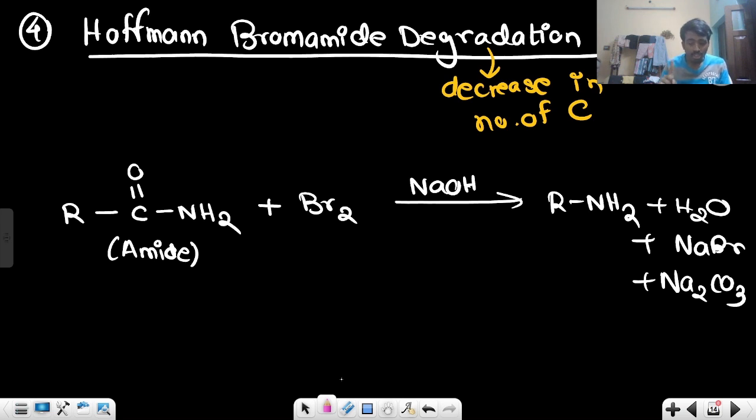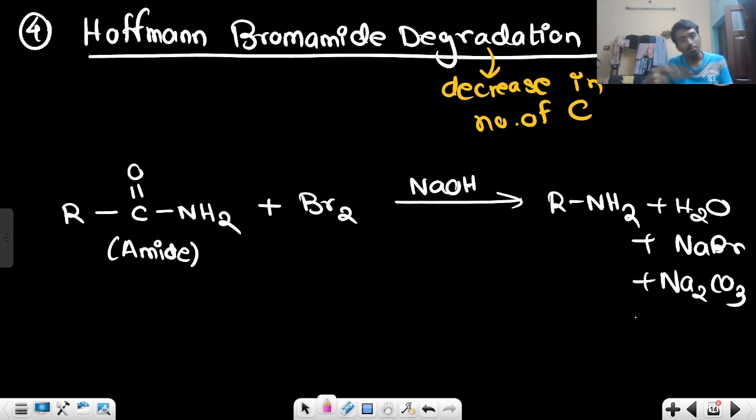So the reagent that you need to remember is bromine, sodium hydroxide. Instead of sodium hydroxide, same family member, you can use potassium hydroxide. But the reagent that has been used by Hofmann was bromine and sodium hydroxide, so you don't change it. So in presence of bromine and sodium hydroxide, RNH2 primary amine is formed along with water, sodium bromide and sodium carbonate. Sorry, sodium carbonate, not bicarbonate.